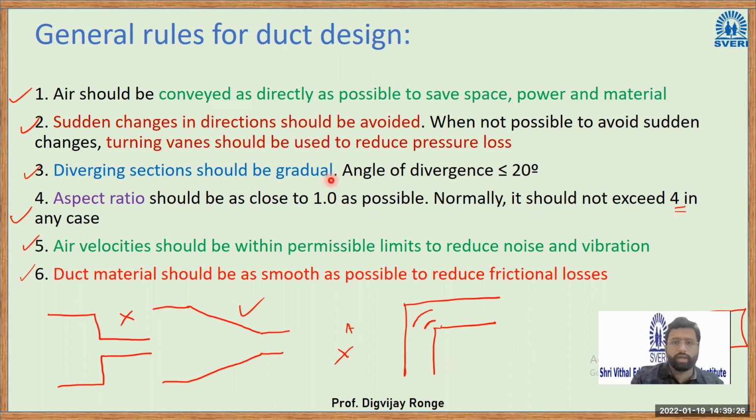Divergence section should be gradual. Angle of divergence should be less than 20 degrees. Aspect ratio should be as close to 1 as possible. Normally it should not exceed 4 in any case. Air velocity should be within permissible limits to reduce noise and vibration. Duct material should be as smooth as possible to reduce frictional losses. All that frictional head loss we calculated will be minimum if the surfaces are very smooth. Again, you should provide an insulation material to reduce noise and vibration.